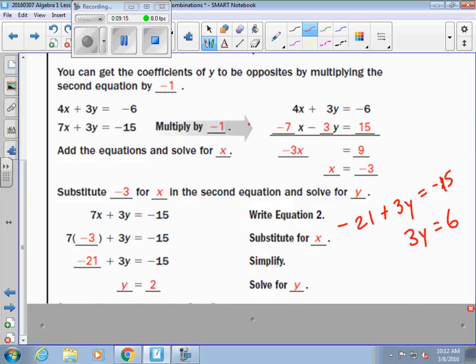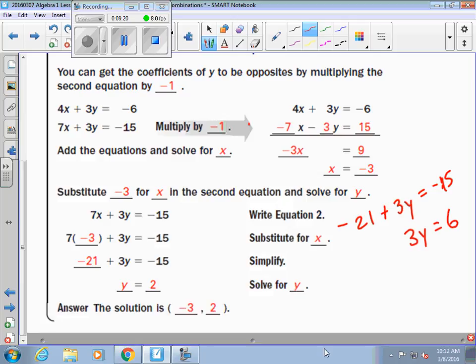So when you have y's value is 2, we already had x's value was negative 3, x comma y, negative 3 comma 2 is the solution.